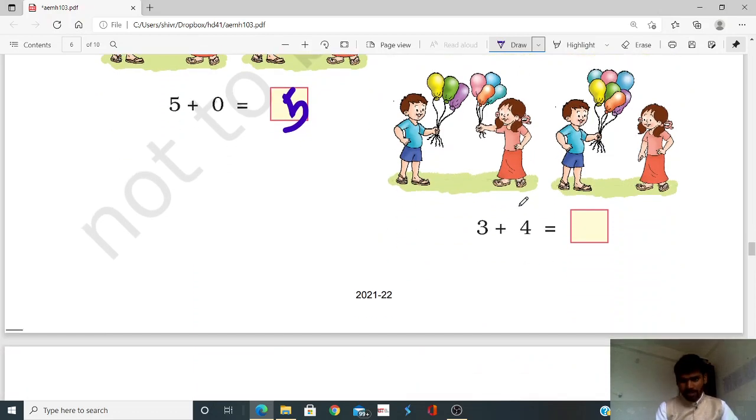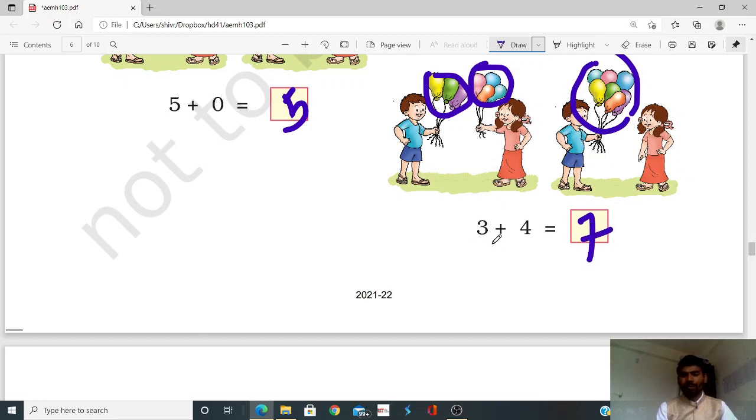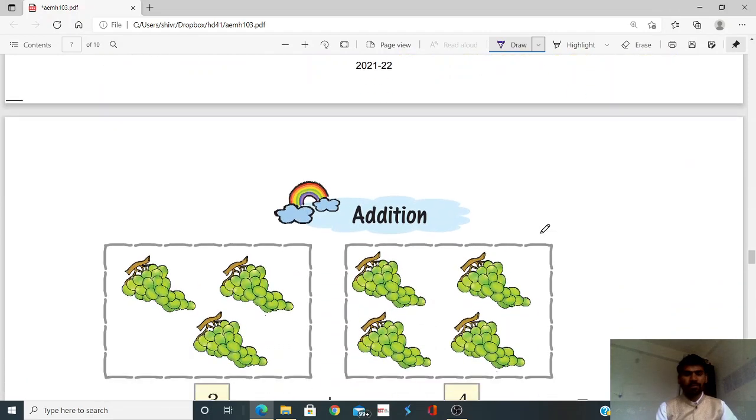Here also you can see this boy has 3 balloons, and this girl has 4 balloons. When we add together, our answer will be 7. Here you can see 7. He has 7 balloons, therefore our answer will be 7. 3 plus 4 is equal to 7, right?